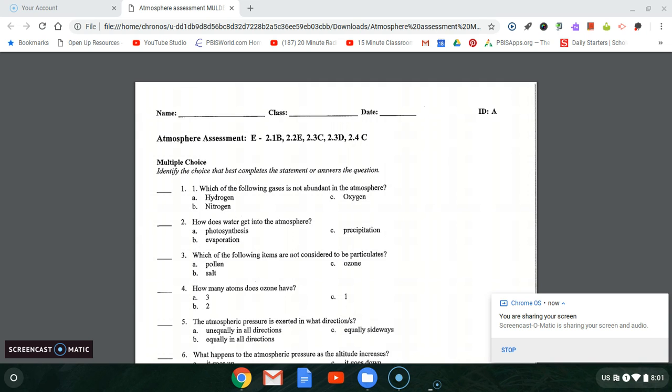Which of the following gases is not abundant in the atmosphere? A, hydrogen, B, nitrogen, or C, oxygen? Number 2. How does water get into the atmosphere? A, photosynthesis, B, evaporation, or C, precipitation?